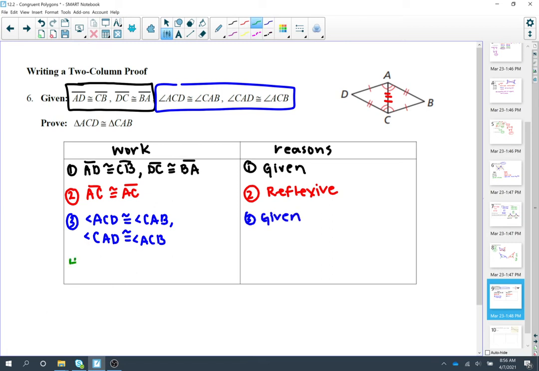So then step 4, I just need to prove that the last angle, or the third angle in both triangles, is congruent, which I kind of just hinted at. If I know that this angle is congruent to this angle, that's one angle, and this angle is congruent to this angle, that's another angle, then I can say that the third angle, so angle D, is congruent to angle B, and the reason is because of the third angles theorem.